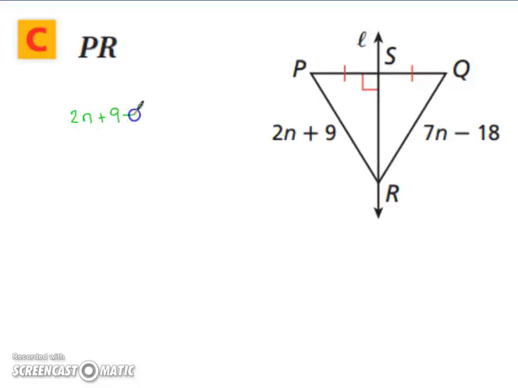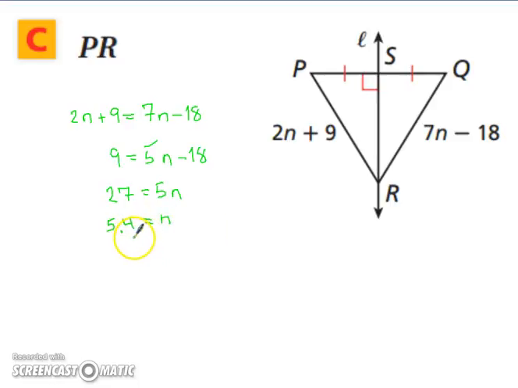So we have 2n plus 9 equals 7n minus 18. And now we can solve for n. So we have 9 equals 5, not 7, 5n minus 18. We can add 18 to both sides, which gives us 27 equals 5n. And then we can divide both sides by 5, which gives us 5.4.